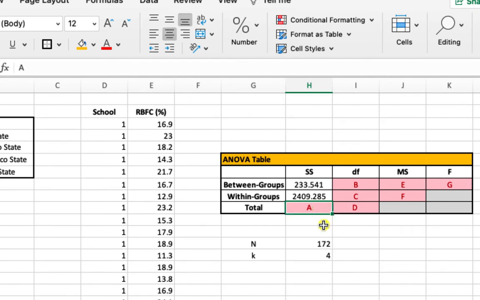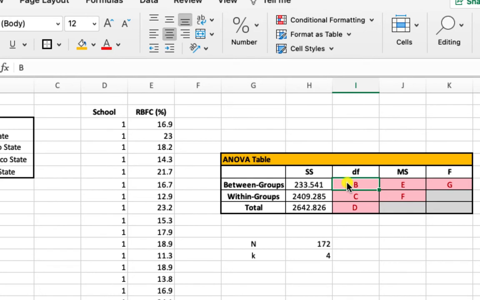Our total sum of squares is just the sum of the between groups and the within group sum of squares. So we can just put equals between groups plus, and then my cell has covered the within groups value, but if you press the up arrow and that happens to you, you can see this red dotted rotating box here. So I can press enter, and I've now calculated my total sum of squares.